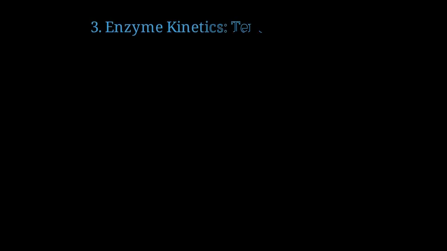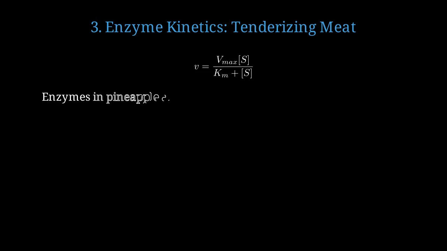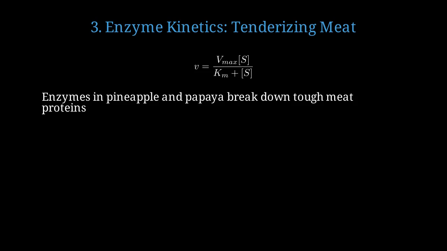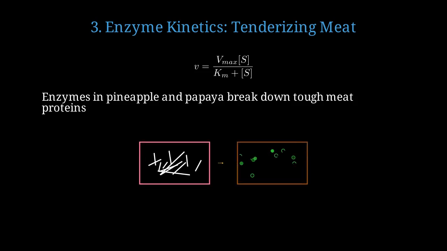Now let's talk about enzyme kinetics and meat tenderization. This is the Michaelis-Menten equation. V is reaction velocity, V max is maximum velocity, S is substrate concentration, and Km is the Michaelis constant. Enzymes in fruits like pineapple and papaya break down the tough collagen proteins in meat. The enzymes act like tiny molecular scissors, cutting the long protein chains into smaller, more tender pieces.